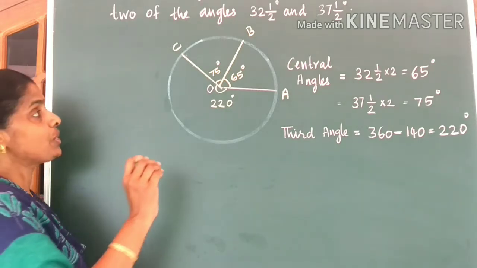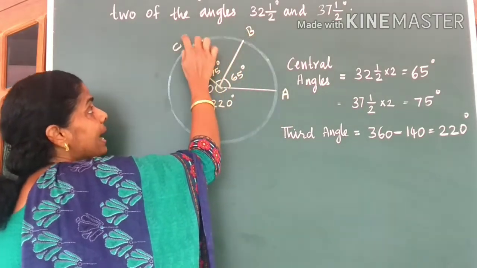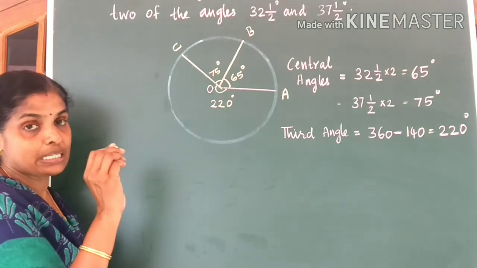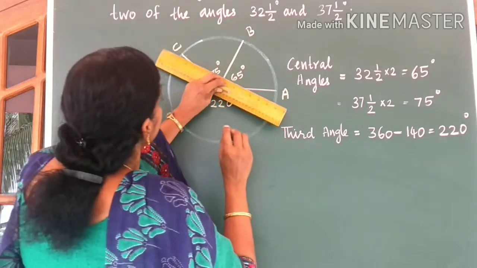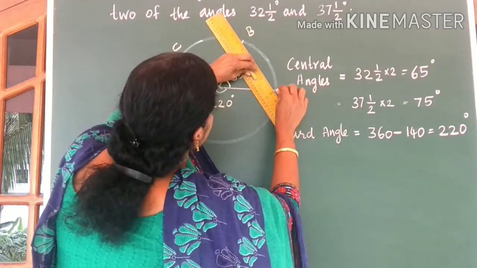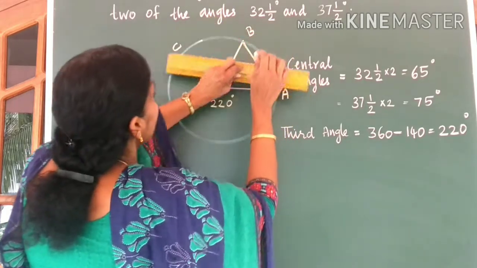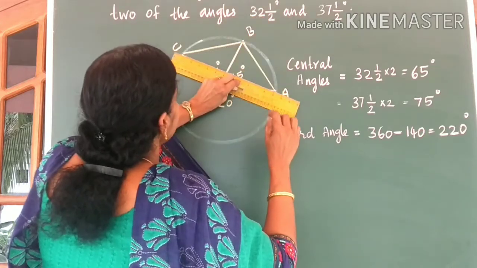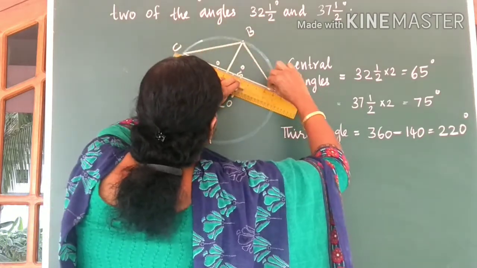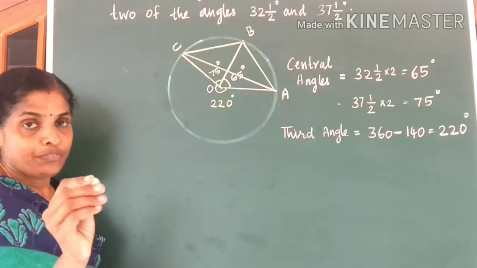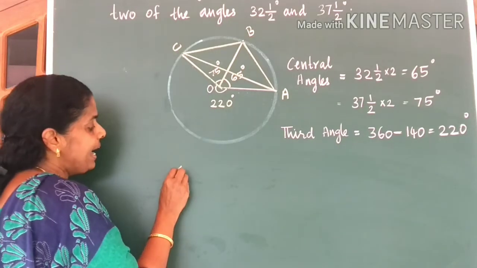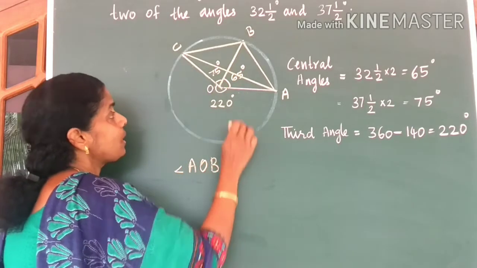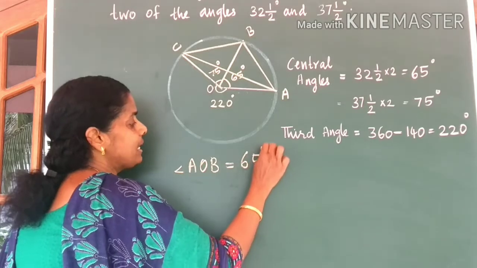Now, you have to join A, B and C. You will get a triangle. After joining, I will explain the angles. Join A to B, B to C and A to C. Now from the figure you can understand angle AOB is equal to 65 degree.